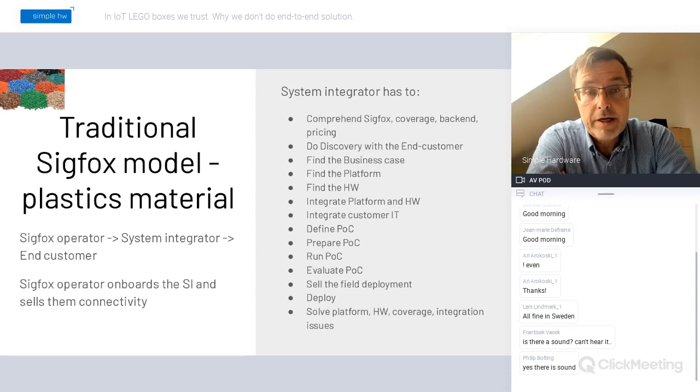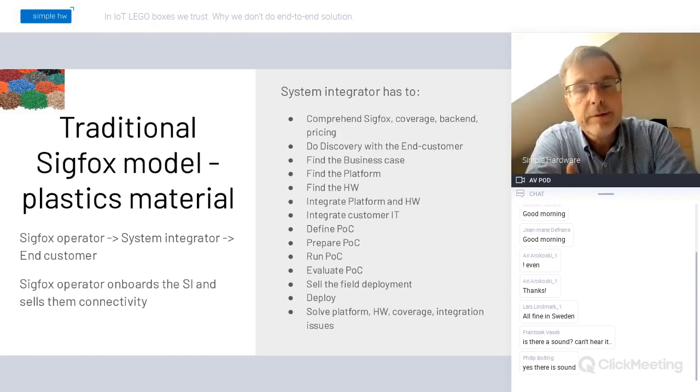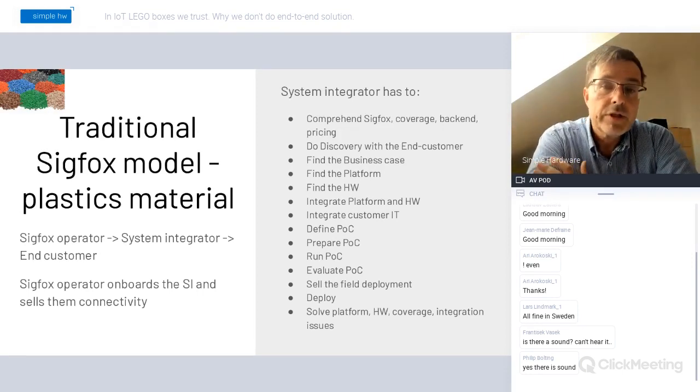And the system integrator needs to comprehend Sigfox. They need to comprehend coverage, which is not that easy to comprehend. They need to comprehend backend and pricing, which is also difficult. Then they need to do discovery with the end customer. Once they are, for instance, the logistics company, there are several business cases. So they need to talk about the business case with the customer.